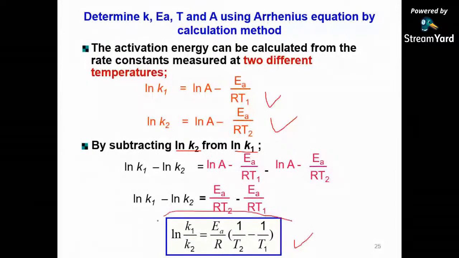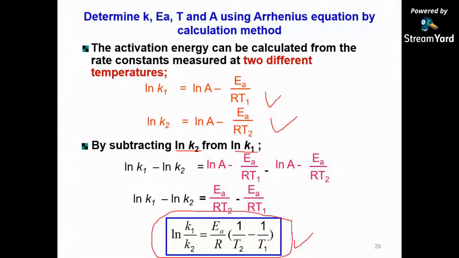So remember, for this is enough. Please take note, K1 over K2, ln. You do the K1 over K2 first, and then Ea over R here is 1 over T2 minus 1 over T1. Please take note: K1 to K2, and then 1 over T2 minus 1 over T1. Okay, so as usual, formula, substitution, find the answer with unit.